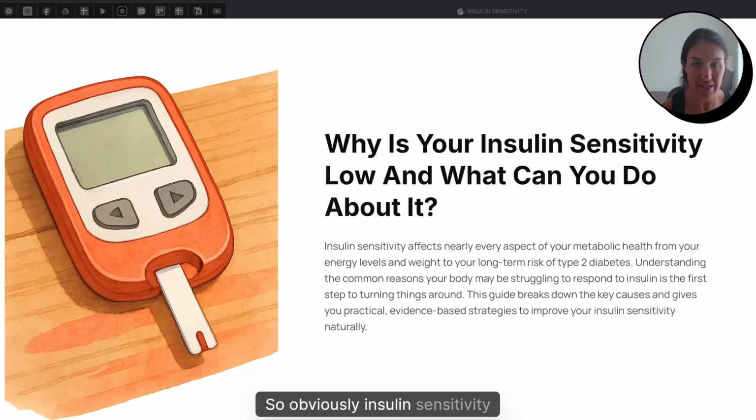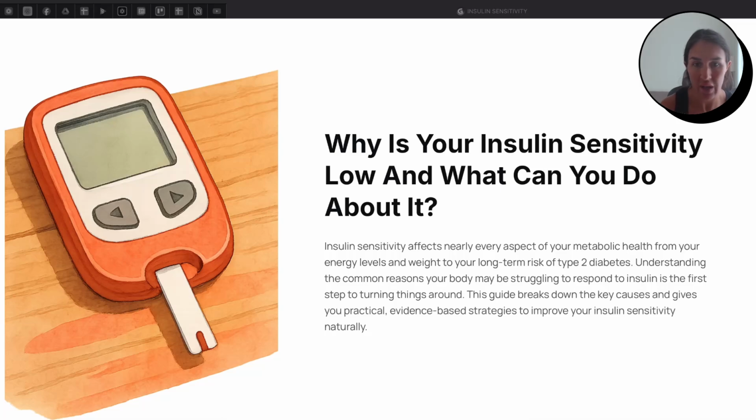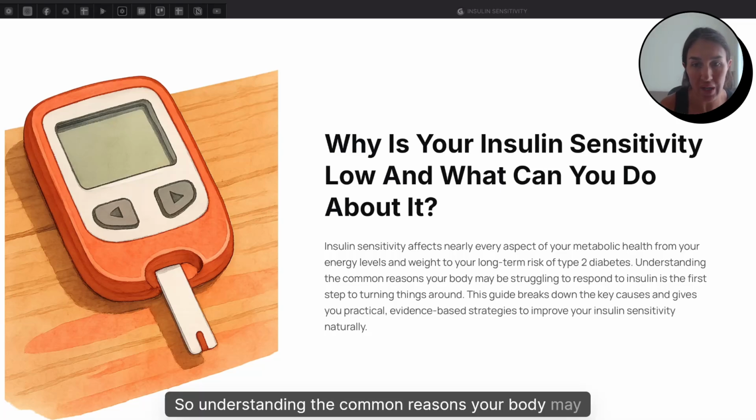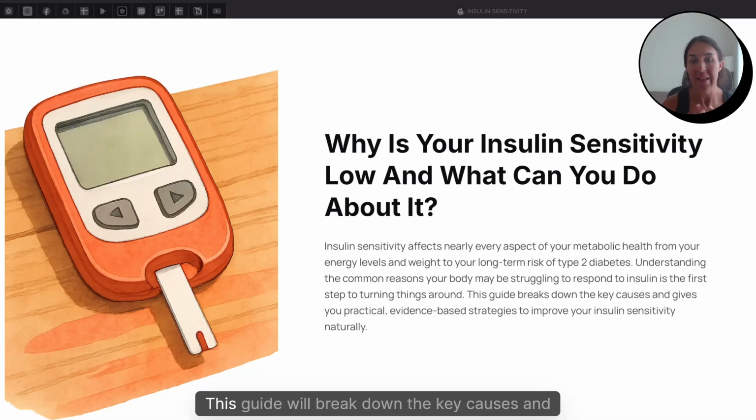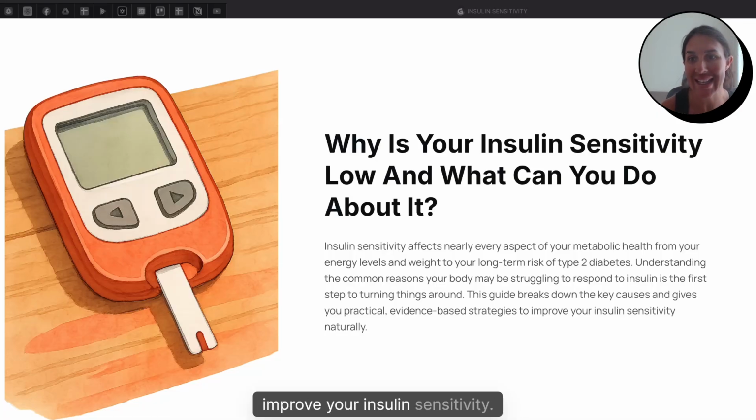So obviously insulin sensitivity affects nearly every aspect of your metabolic health, from your energy levels to your weight gain and a long-term risk of type 2 diabetes. Okay, no one wants to go down that road. So understanding the common reasons your body may be struggling to respond to insulin in the first place, we can turn things around. We can address the issue. This guide will break down the key causes and gives you practical evidence-based strategies to improve your insulin sensitivity.